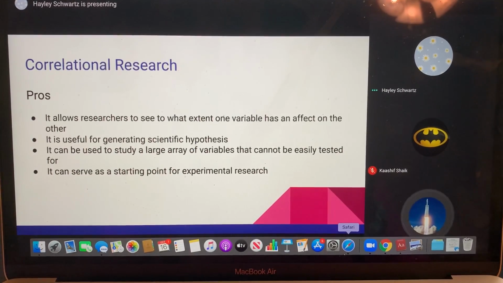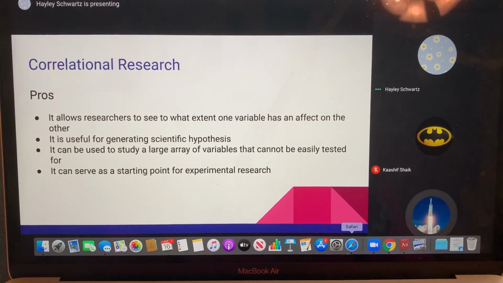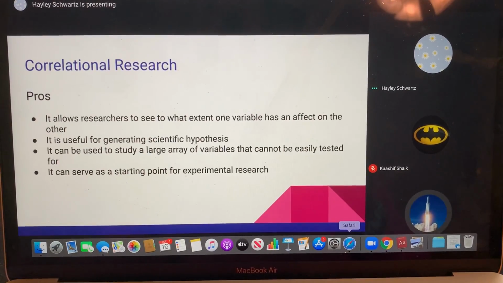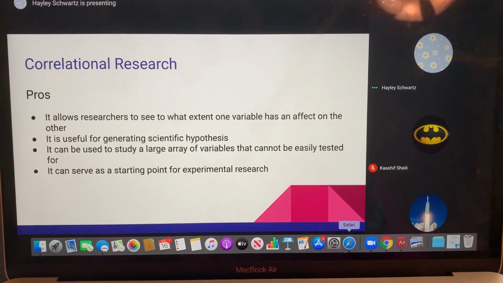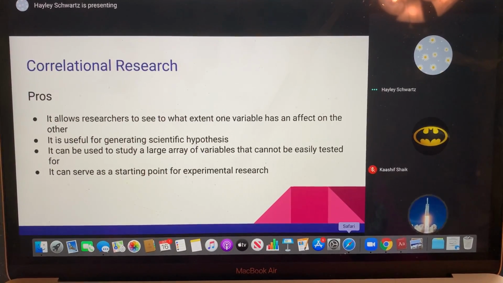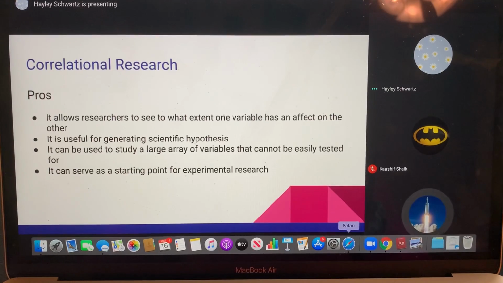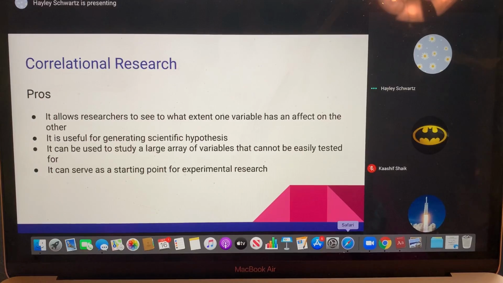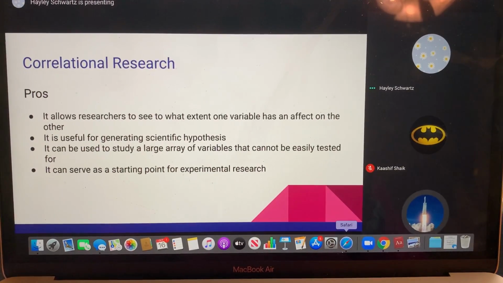Some pros of correlational research are that it allows researchers to see to what extent one variable has an effect on another. It is useful in generating scientific hypotheses. It can be used to study a large array of variables that cannot be easily tested, and it can serve as a starting point for experimental research.